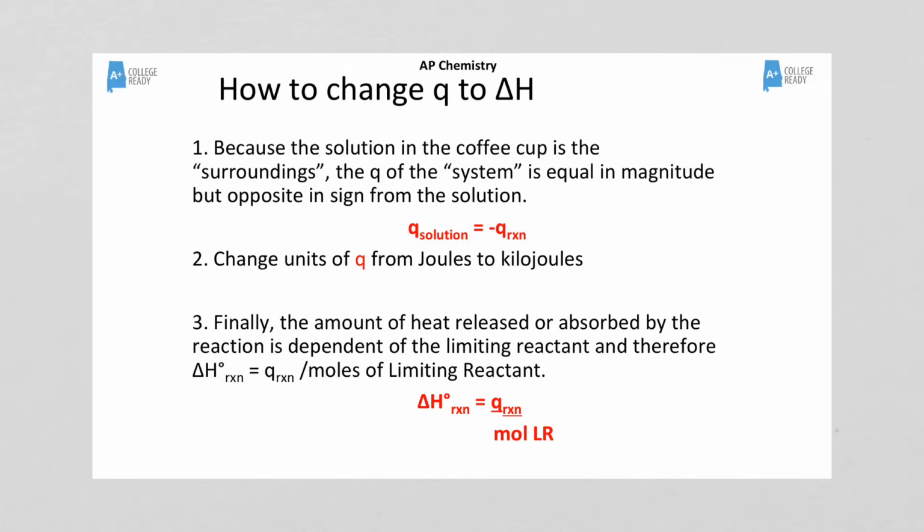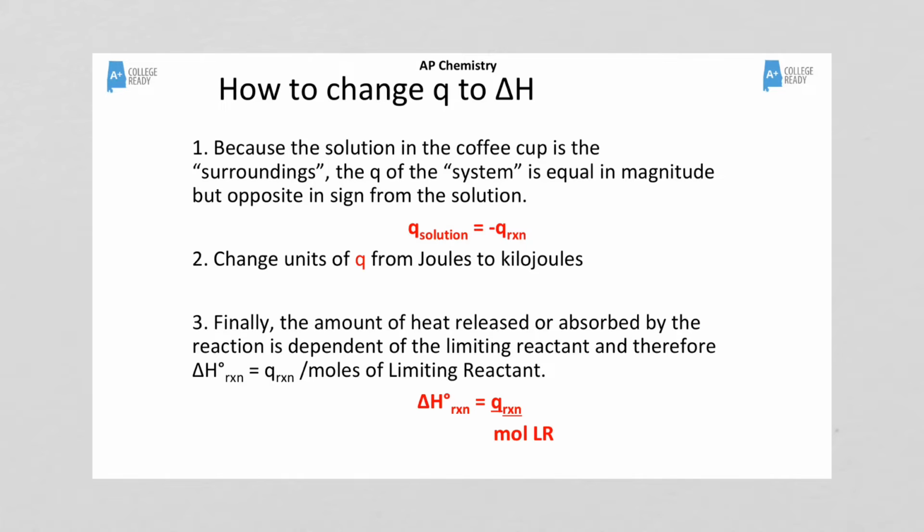Now, number 1, it says because the solution in the coffee cup is the surroundings, the Q of the system is equal in magnitude but opposite in sign from the solution. So literally what's happening is if the temperature went up, the initial temperature would be lower than the final temperature. That should be an exothermic reaction, because that meant the reaction released energy to the solution.